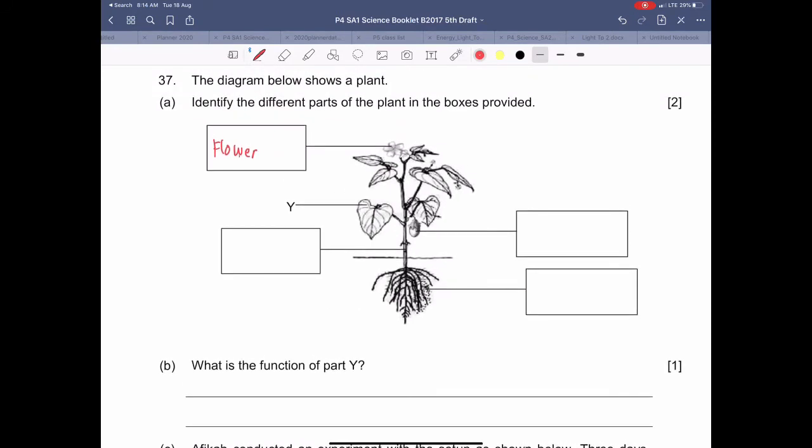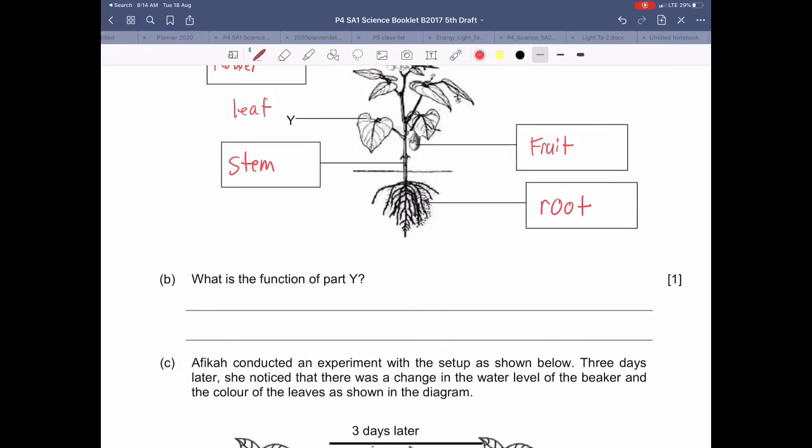Flower is the first one. Okay, this is your stem. This is your fruit. And this is your root. Okay. So obviously, I hope everybody knows that Y is actually your leaf. Okay. Now be very careful of your spelling. Leaves versus leave. Leaves is the plural form of leaf. Okay. Leave is to mean that you're going somewhere.